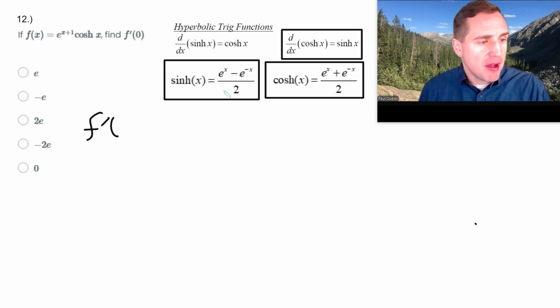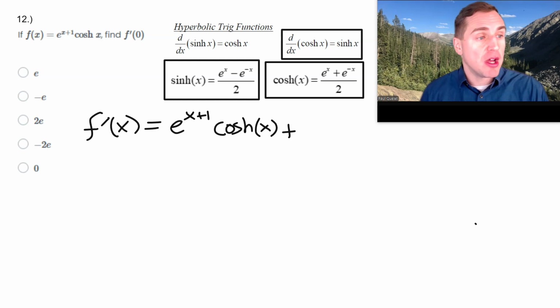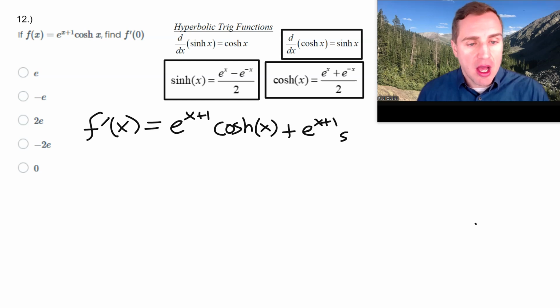That's f prime of x equal to, and again, it's the product rule. So the derivative of the first term is going to be the derivative of the exponent, which is just 1, and then e to the x plus 1, and then the hyperbolic cosine stays, so hyperbolic cosine of x. Then we'll do plus, because it's the product rule. Then we leave the first term alone. The first term is e to the x plus 1, but then the derivative of hyperbolic cosine is hyperbolic sine. So this is e to the x plus 1, hyperbolic sine.